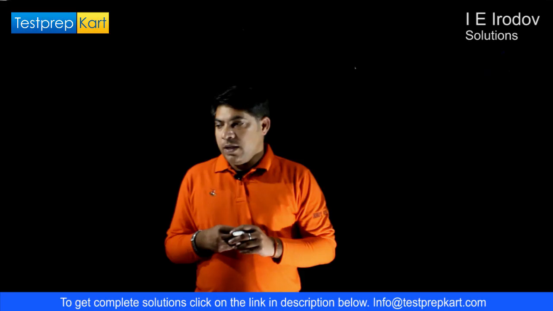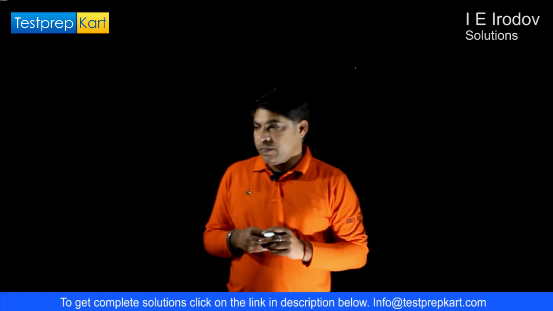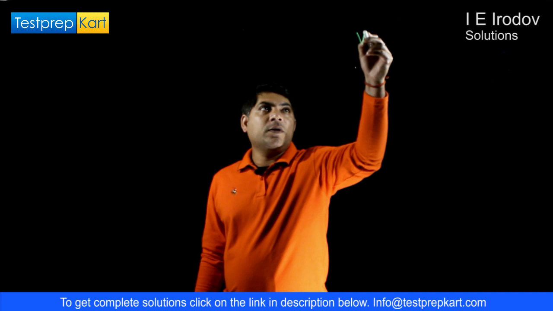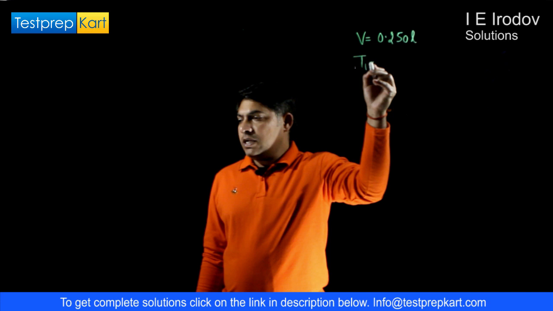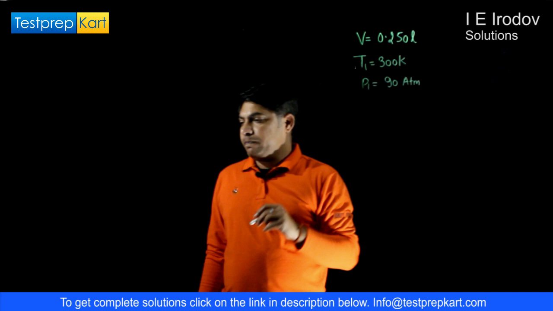Next question number 2.23. One mole of a certain gas is contained in a vessel of volume V equals 0.250 liters, at temperature T1 equals 300 Kelvin and P1 equals 90 atmospheric pressure. Okay, next.